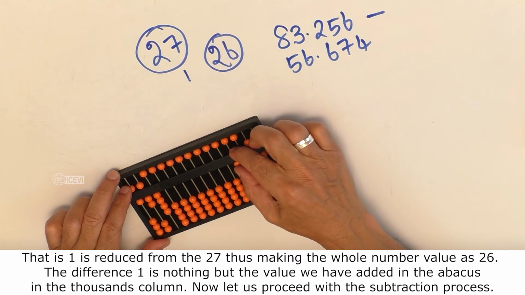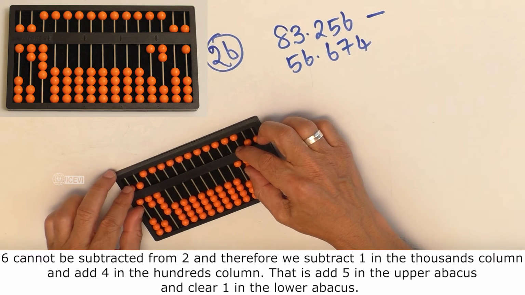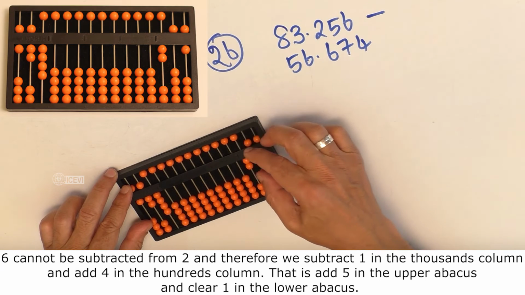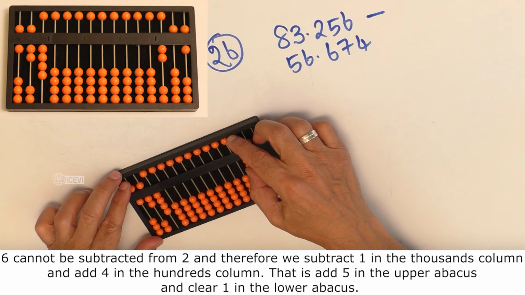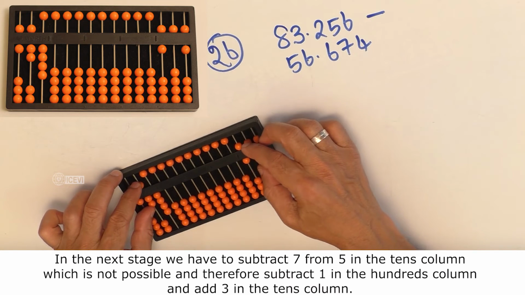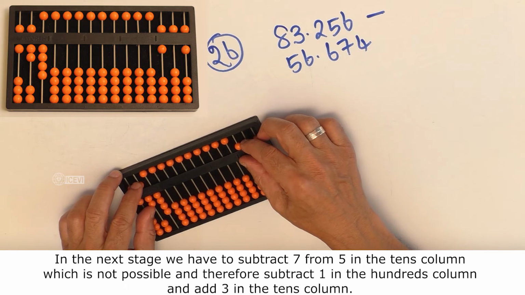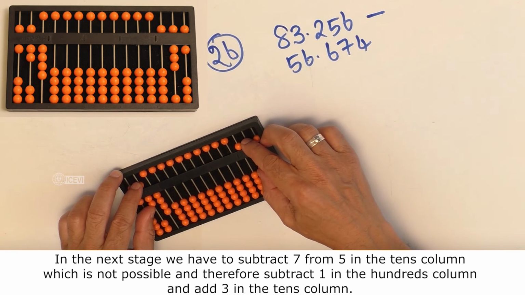Now let us proceed with the subtraction process. Now 6 cannot be subtracted from 2, and therefore subtract 1 in the thousands column and add 4 in the hundreds column. That is, add 5 in the upper abacus and clear 1 in the lower abacus. In the next stage, we have to subtract 7 from 5 in the tens column, which is not possible, and therefore subtract 1 in the hundreds column and add 3 in the tens column.